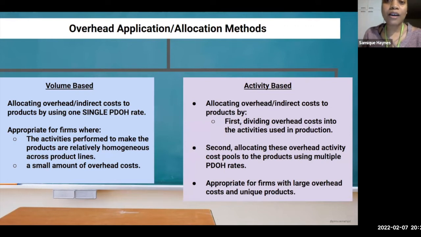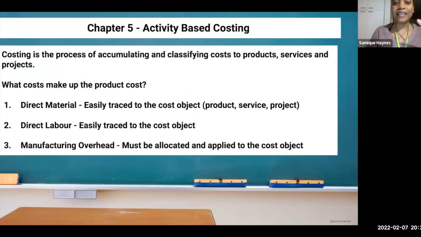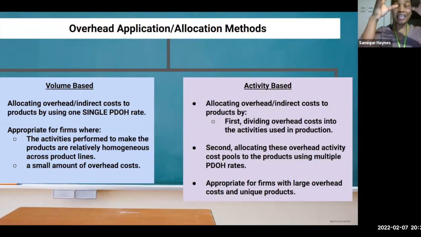Now, activity-based costing is going to look different. The way it's going to look different is this. We have multiple cost drivers, and we're going to split up that whole $840,000 of manufacturing overhead. See how we just had it as one whole thing? In activity-based costing, we split up that $840,000 into different activities.